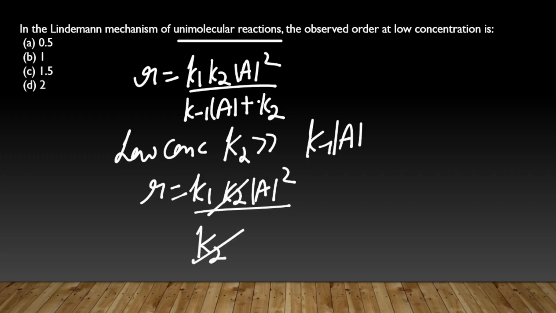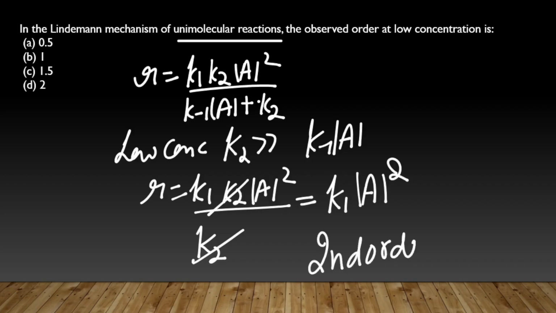So K2 and K2 get cancelled out. The rate expression we get is K1 times A square. So this is following second order kinetics, because A square is there. Second order. The correct answer will be option D in this case.